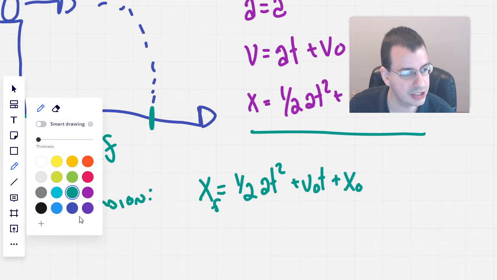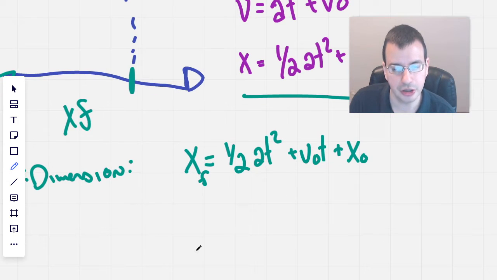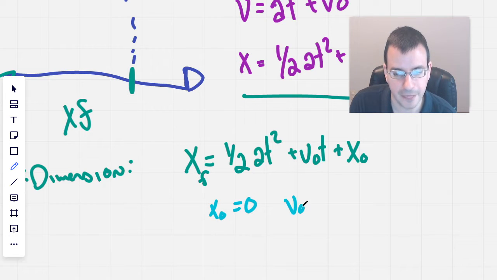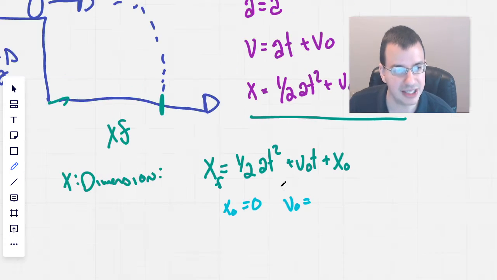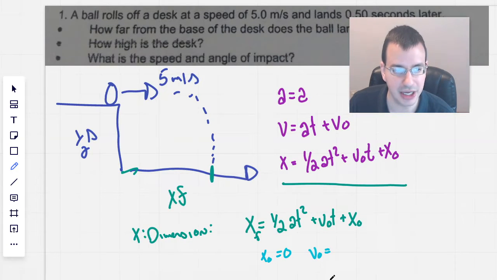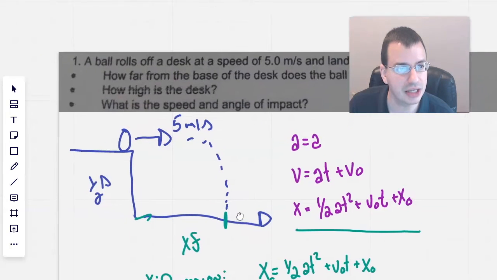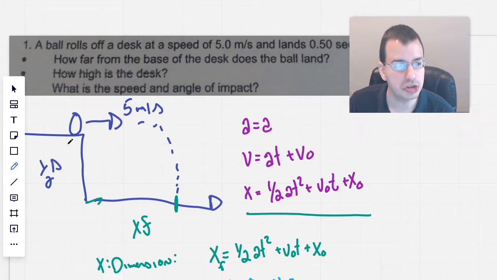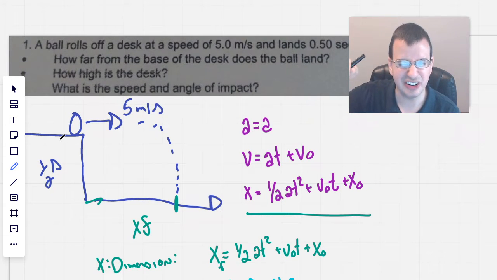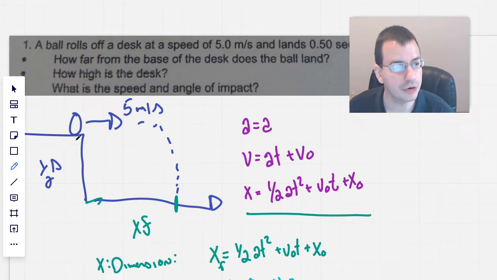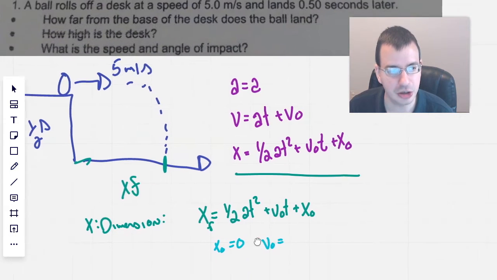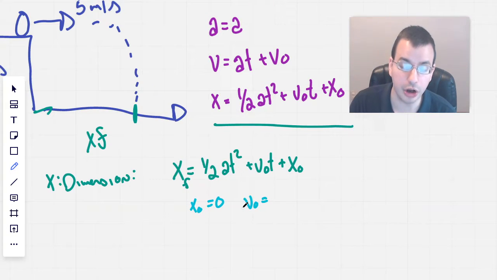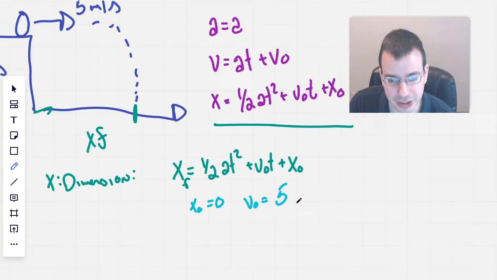So we're going to write up what these variables are. We're going to start with X naught. We're going to say it starts at 0. The initial velocity, they gave us that already. It's 5 meters per second. And that 5 meters per second, we're going to assume that this is a horizontal desk. If it was kind of a funny shaped desk, it would be different. But we're going to assume that this is horizontal, and so the 5 meters per second is completely in the horizontal direction. So let's say 5 meters per second.